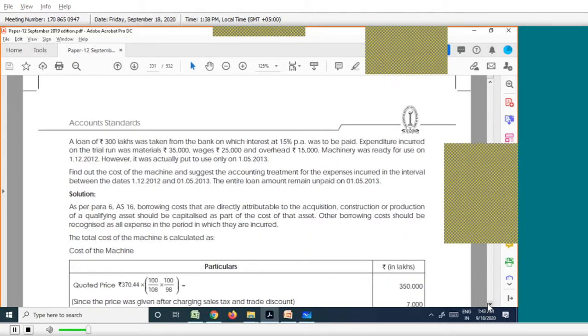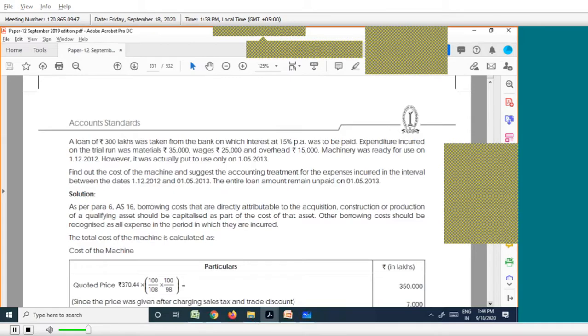Then a loan of 300 lakhs was taken from the bank on which interest at 15% per annum was to be paid. Expenditure incurred on the trial run was material rupees 35,000, wages 25,000, overhead 15,000. Machinery was ready for use on 1/12/2012. However, it was actually put to use only on 1/5/2013.